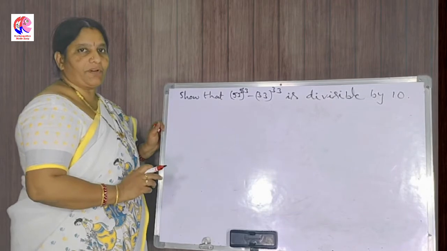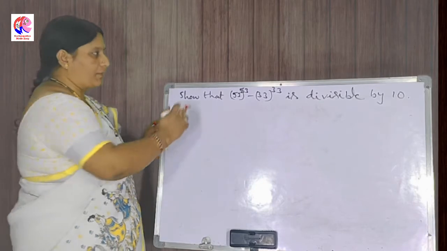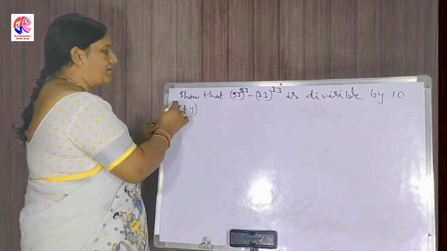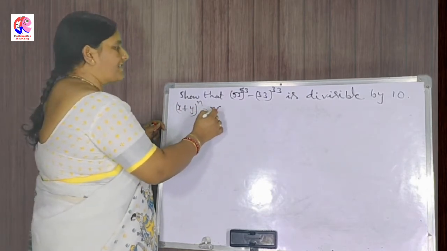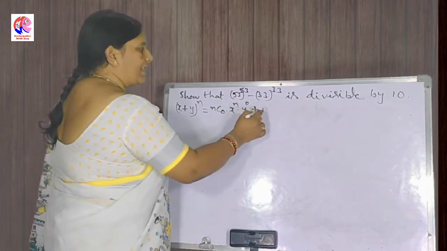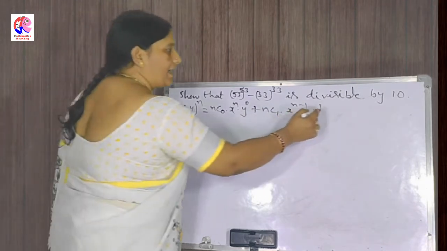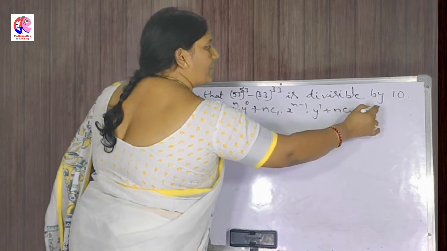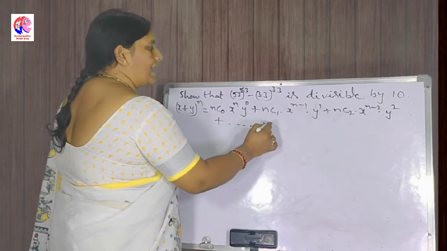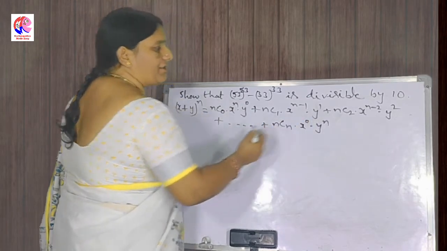Show that 53 power 53 minus 33 power 33 is divisible by 10. For proving this, we are going to use binomial expansion. (x + y)^n is nC0 x^n y^0 plus nC1 x^(n-1) y^1 plus nC2 x^(n-2) y^2 plus so on. Last term is nCn x^0 y^n.